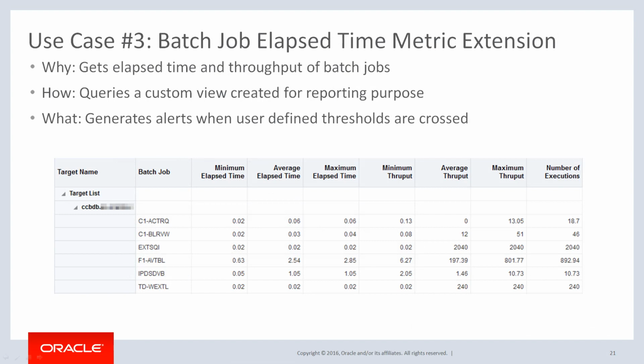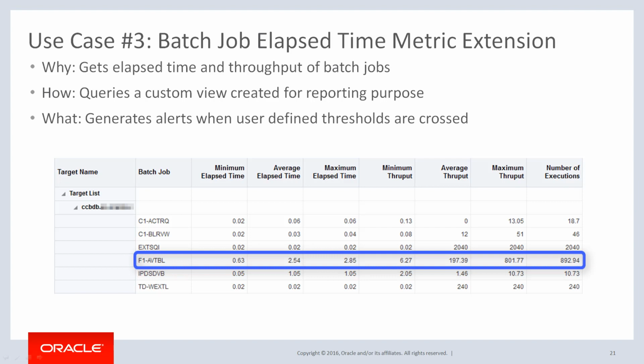The third use case is a batch job elapsed time metric extension. This use case was provided by an Oracle product manager for the Oracle Utilities product. He created a metric extension to query a custom view for the batch run tree. The metric extension gets the minimum, average, and maximum elapsed time and throughput of each batch job running on the Oracle Utilities application framework. As with any metric, an alert is generated when the defined thresholds are crossed.